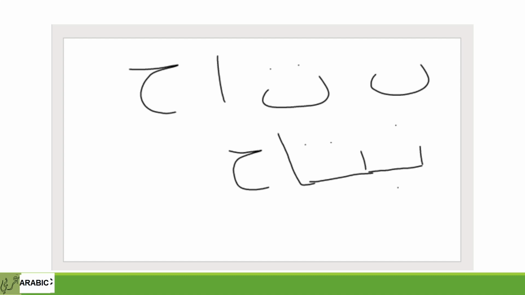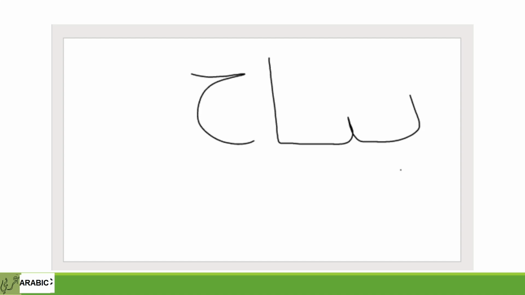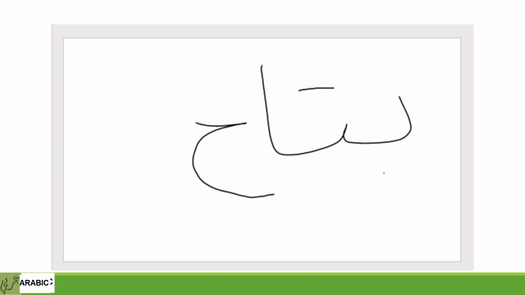Okay, so let's try this one more time. Bitah: be, te, alif, ha. And don't forget the dots. So let's try it here one more time. Be, te, alif, be, te. We can link the two dots, and then ha. Bitah.